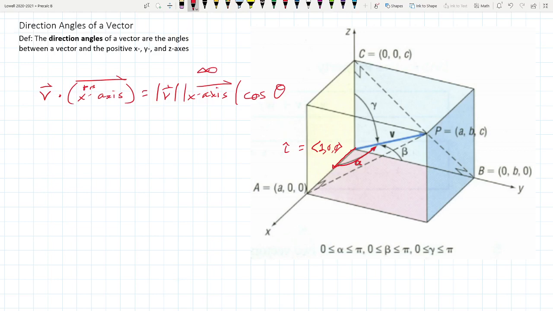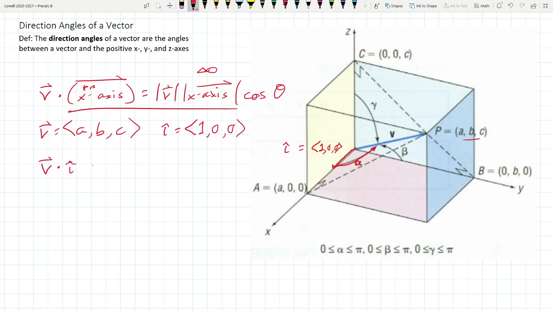Now let's pretend v is just a, b, c. So v itself is equal to a, b, c, and the vector that we're going to dot it with is the i vector, so that's just 1, 0, 0. Let's actually calculate this. So v dot i is going to equal the magnitude of v times the magnitude of i, and you'll see why we chose this, because this is going to be really simple, times cosine of the angle.